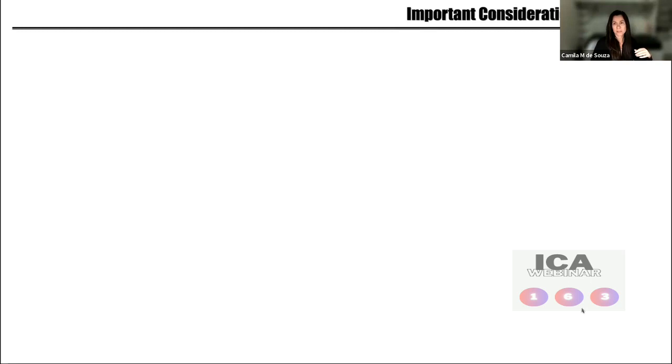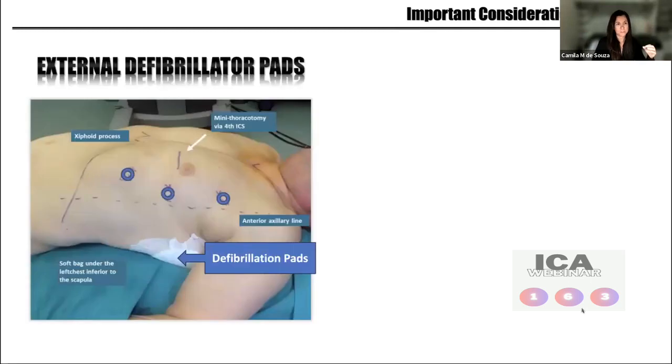In terms of monitors, external defibrillator pads are applied in all these patients in case we need to cardiovert or defibrillate, because the use of internal pads would be very difficult, most times not feasible or straightforward, since we have very limited access to the heart, different from the sternotomy approach.